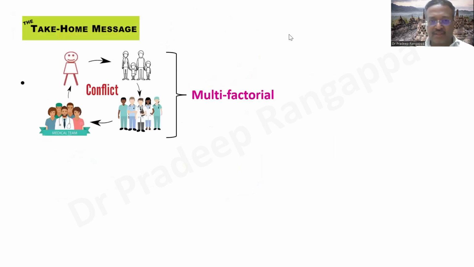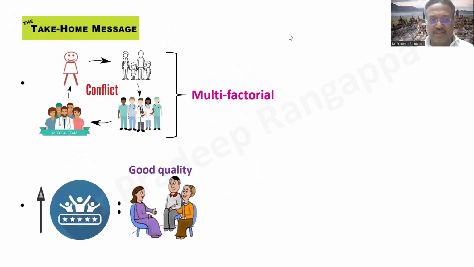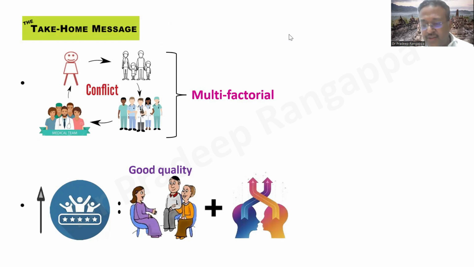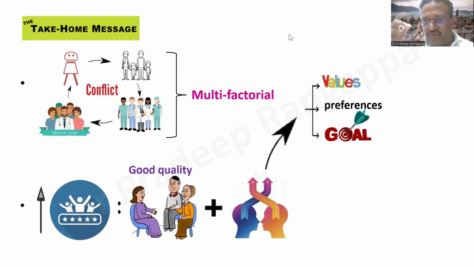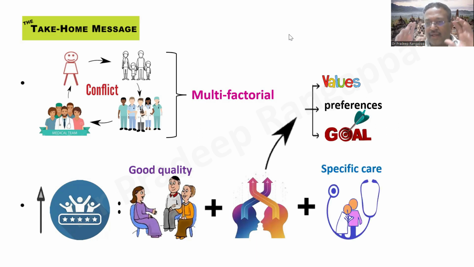So the take-home message, I've just taken one minute more. The conflict within the ICU between the patient, family, ICU team, and the other teams is a multifactorial process, and it is multidimensional. This statement which I'm making is extremely important. The important recipe for avoiding conflict is good quality communication, shared decision making, keeping the patients' and families' values, preferences, and goals in mind, and compassionate, empathetic, committed clinical care addressing the specific clinical needs. These three form an important pillar as to how we can avoid the conflict.